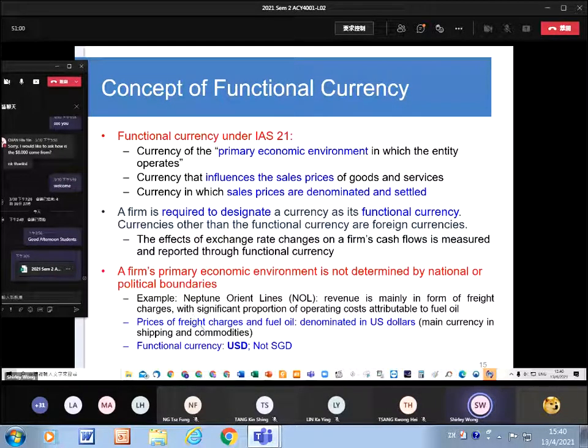At this moment, this NOL, although located in Singapore, has a selling price influenced by the transport of fuel oil. Therefore, the sales price is usually denominated and settled in US dollars.